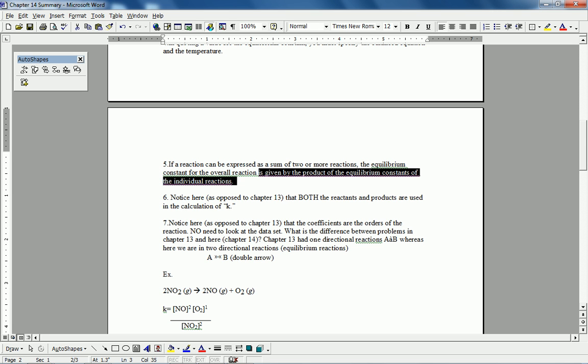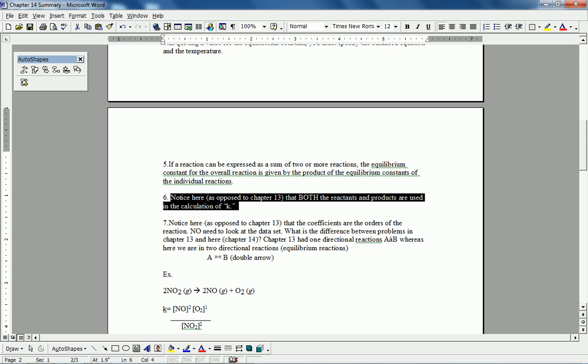So if you have reaction 1, that'll have a K number 1. Reaction 2 will have K number 2. Reaction 3 will have K number 3. And then if you want to find out what the final total reaction is, you will also want to know what the K value for that overall reaction is. You would multiply the K1 value by the K2 value by the K3 value. And while this doesn't occur very often, it does occur in reactions with mechanisms or reactions that have multiple steps.